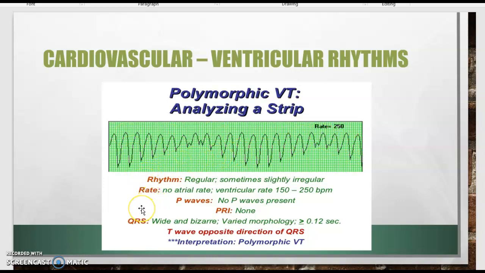So again, the rhythm is regular, sometimes could be irregular. There is no atrial rate. Your ventricle rate is increased. There are no P waves, and therefore we cannot measure a PR interval. And our QRS again is wide and bizarre. They all look different, so that is poly, which means many. And so we have polymorphic VTAC.